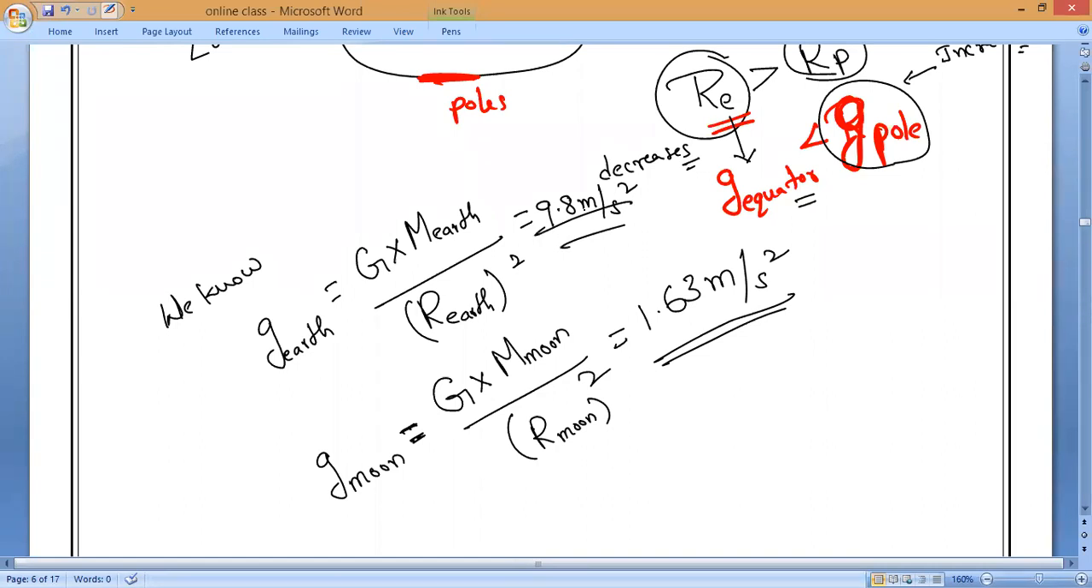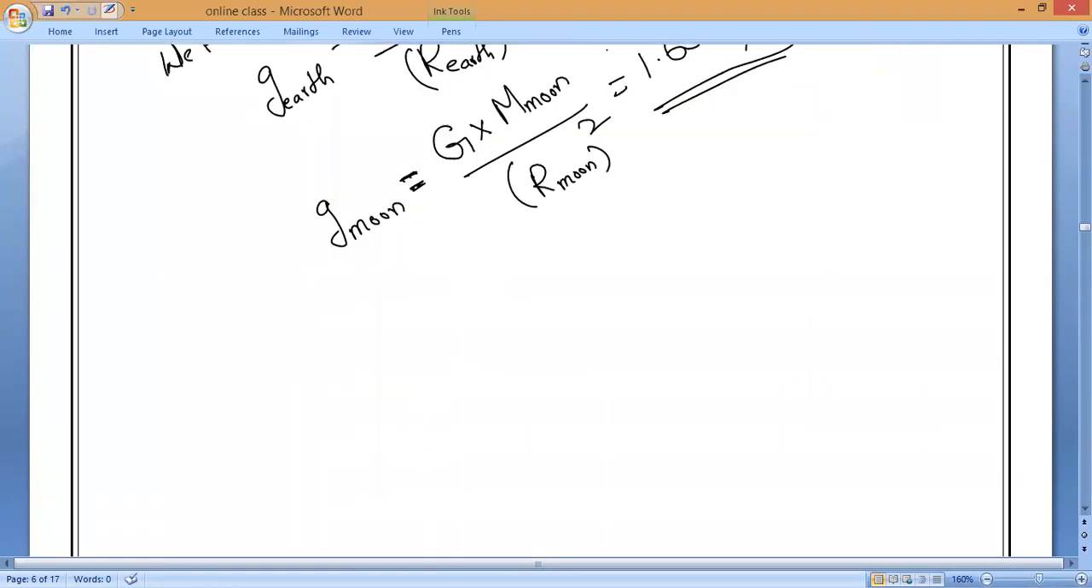1.63. Learn those values. Now, all of you observe very carefully. Can you find the relationship between the gravitational force of Earth and the gravitational force of the moon?